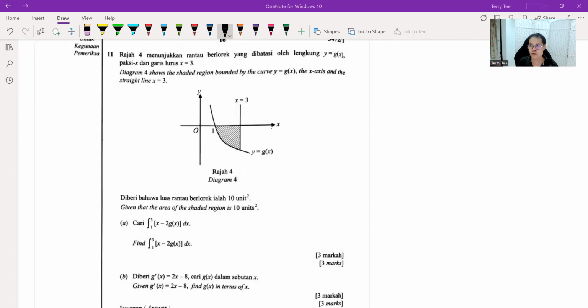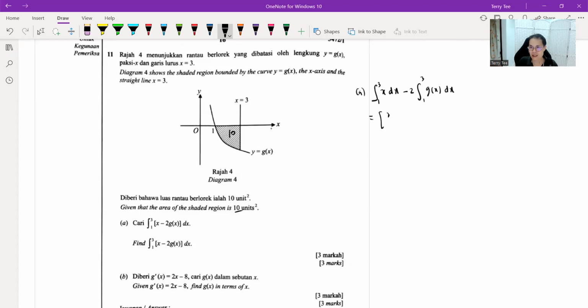Okay, question 11. This looks like a past year question I've done before. So now here the diagram shows the shaded region is 10 units. You're supposed to find the integration of this. I'm going to do it over here. You're supposed to integrate 1 to 3 of x minus 2gx. So I'm going to separate the x and separate the 2gx dx. This is part A. The lower limit is 1, upper limit is 3. We need to separate them because we need to integrate x, whereas for gx, we can use the result from here.